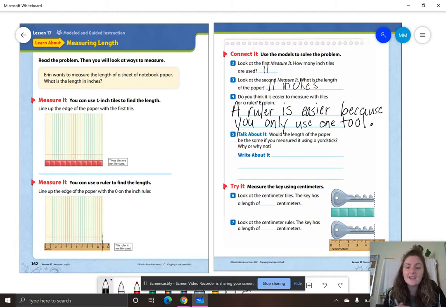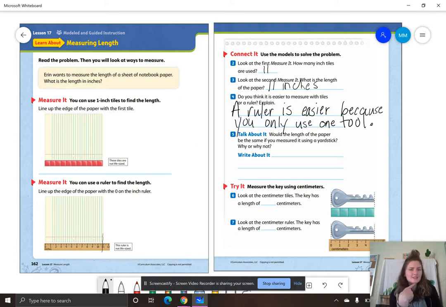It says, would the length of the paper be the same if you measured it using a yardstick? Why or why not? Yesterday we talked about how a yardstick can measure in inches. Do you remember how many inches are on a yardstick? 36 inches or 3 feet. So, could we use a yardstick? That would be 3 rulers put together side to side.